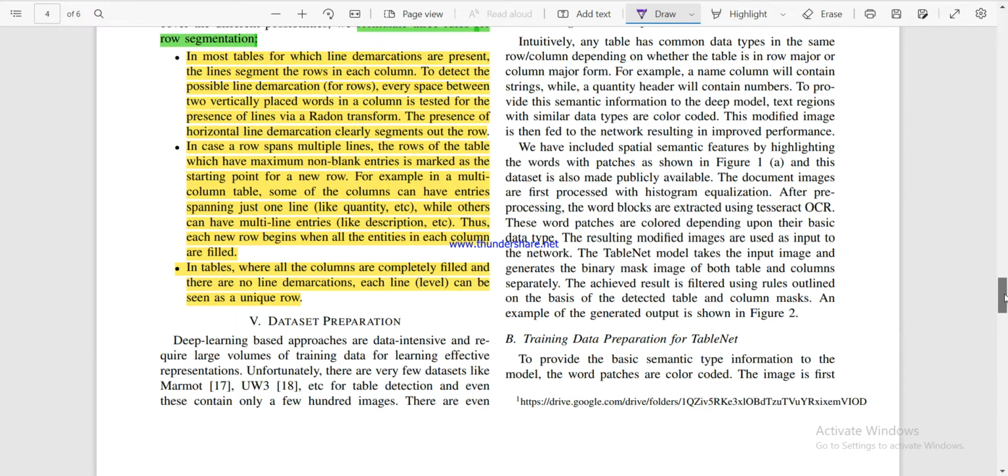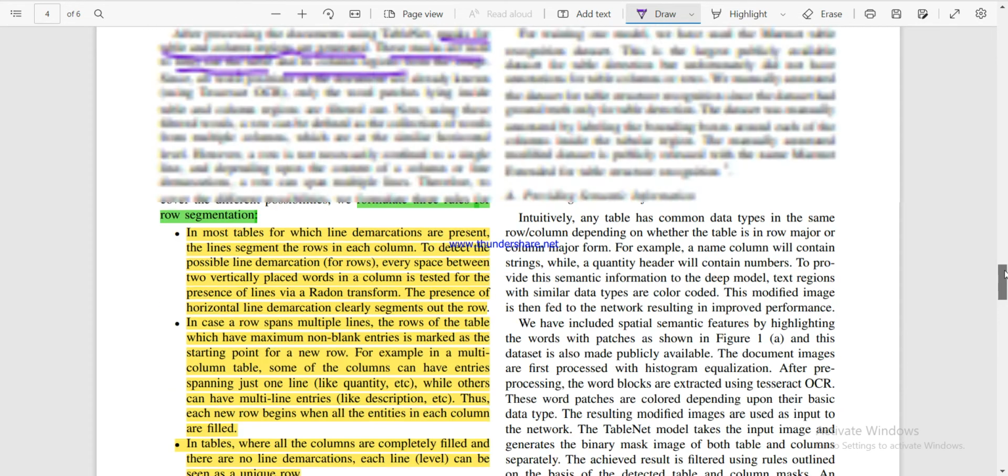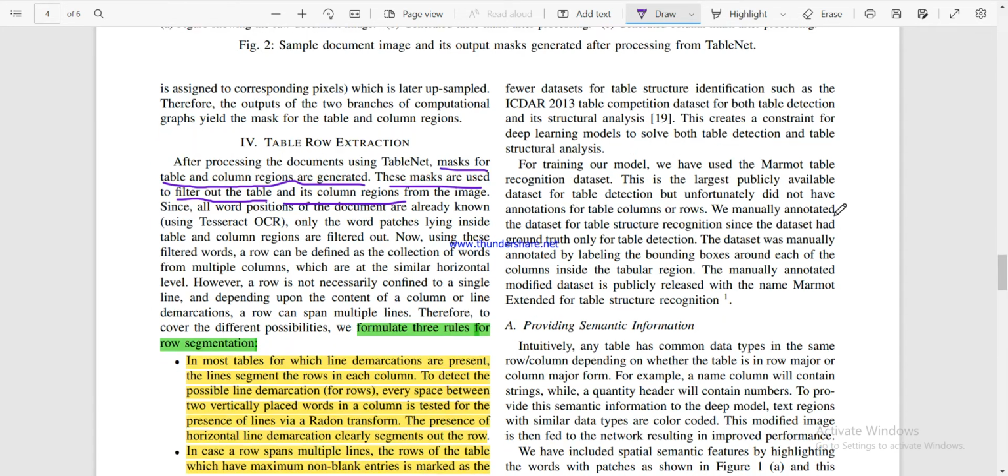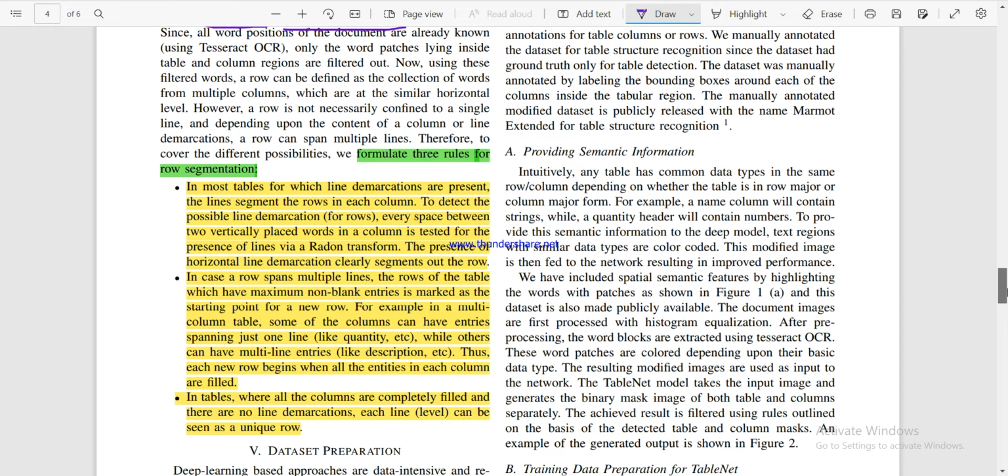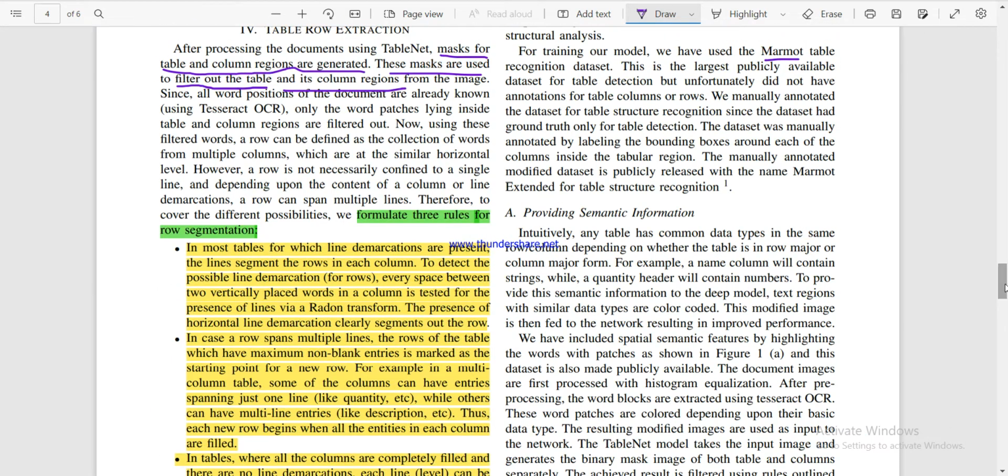So dataset preparation is like, I don't think I should discuss this Marmot dataset they have created. So yeah, the dataset was manually annotated by labeling the bounding boxes around each of the columns inside the tabular region. The manually annotated modified dataset is publicly released with the name Marmot Extended for table region recognition.